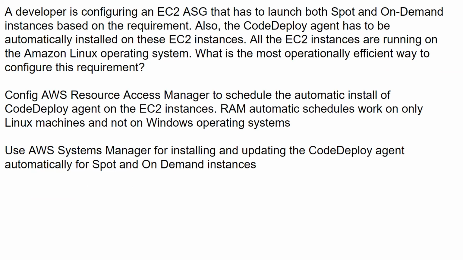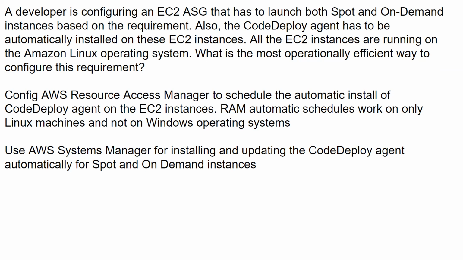A developer is configuring an EC2 ASG that has to launch both spot and on-demand instances based on the requirements. Also, the code deploy agent has to be automatically installed on these EC2 instances. All the EC2 instances are running on the Linux operating system. What is the most operationally efficient way to configure this requirement?